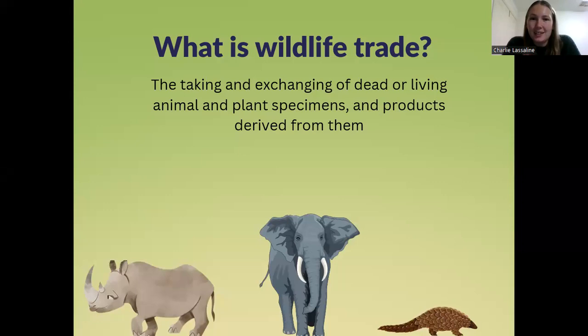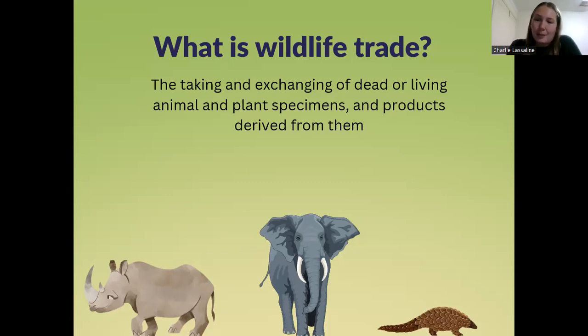Now for a bit of background, wildlife trade is a multi-billion-dollar industry, and it occurs on every inhabited continent on Earth, including Australia. So it involves both the legal and illegal trade of wildlife, and it's defined as the taking and exchanging of dead or living animal and plant specimens and products derived from them.